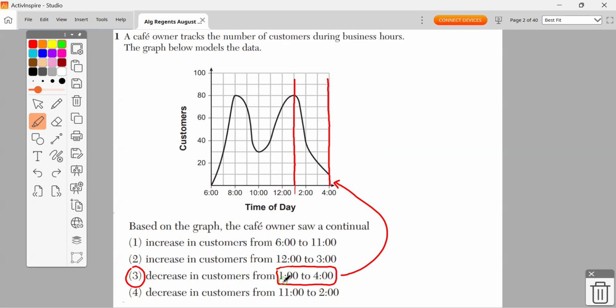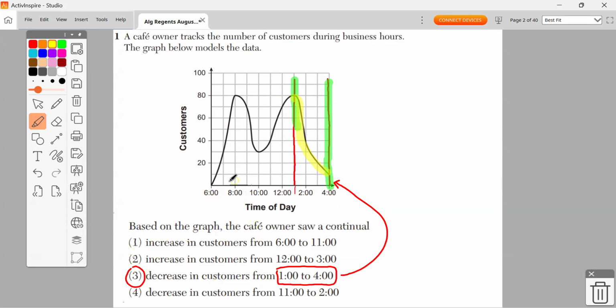So you really got to go through each of the answers. The correct answer is choice number three, a decrease in customers from 1 o'clock to 4 o'clock. Here's 1 o'clock. Here's 4 o'clock. We can see that the graph is clearly going down in between those two times. So it is a decrease in customers.